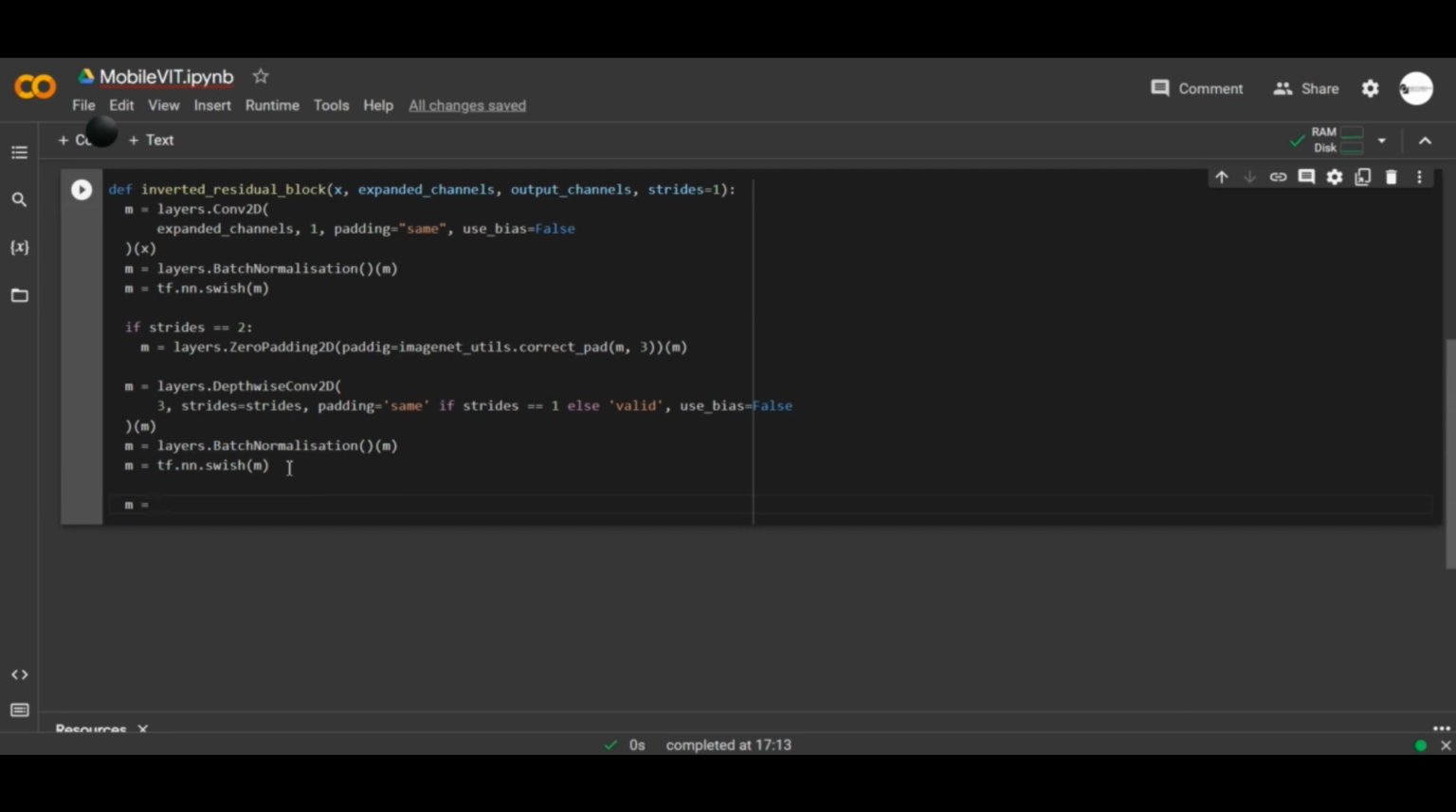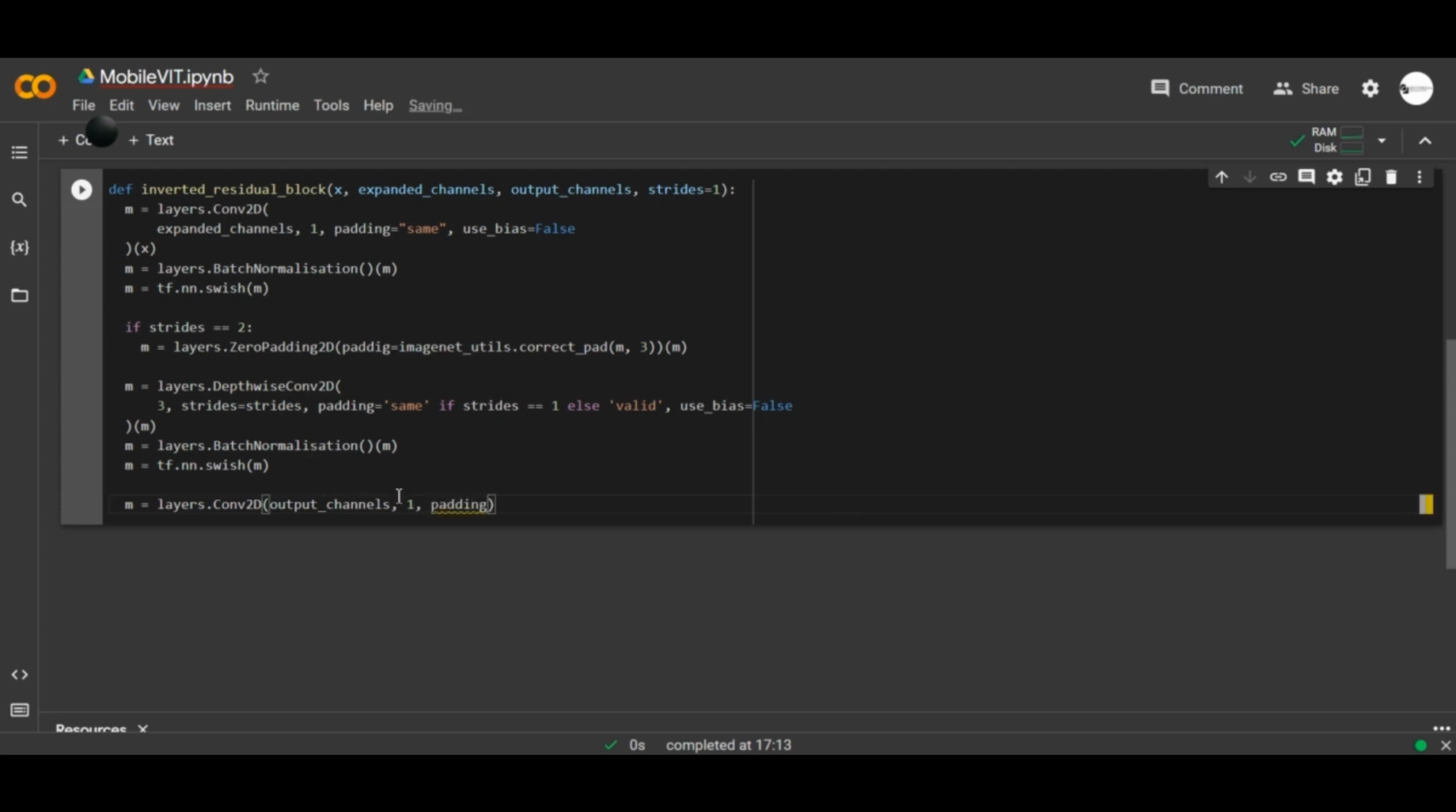So it's going to be m equals to tf dot nn dot swish. Yes, we apply the activation function because we're still on the higher dimension, so we haven't reduced the channel that much. So we're going to say m equals to layers dot conv 2D. Then what we're going to do, we go into conv, I think it's going to take the output channel. What did we call it? Output channels. Yeah, output channels. Then we have one padding.